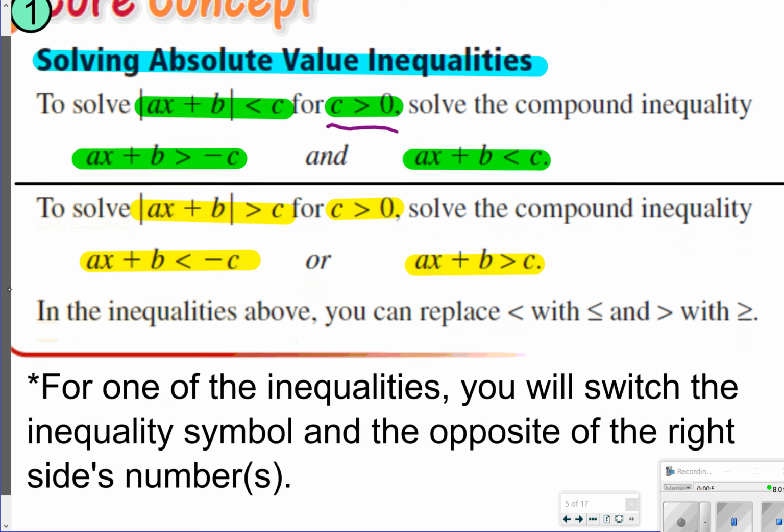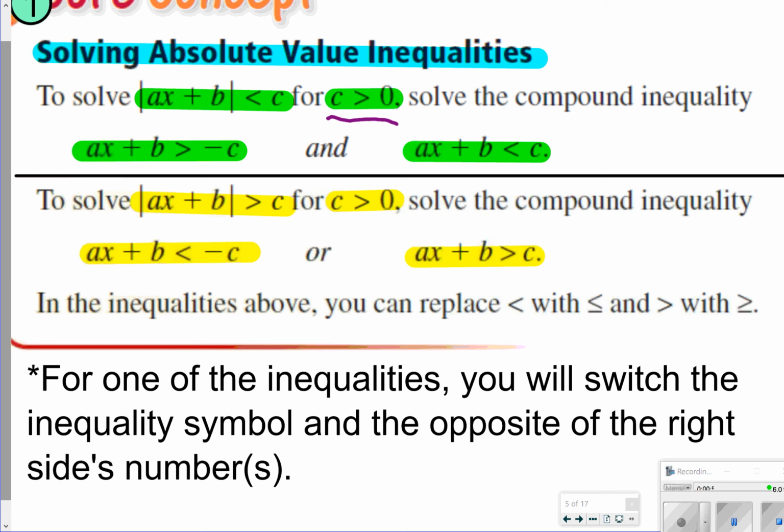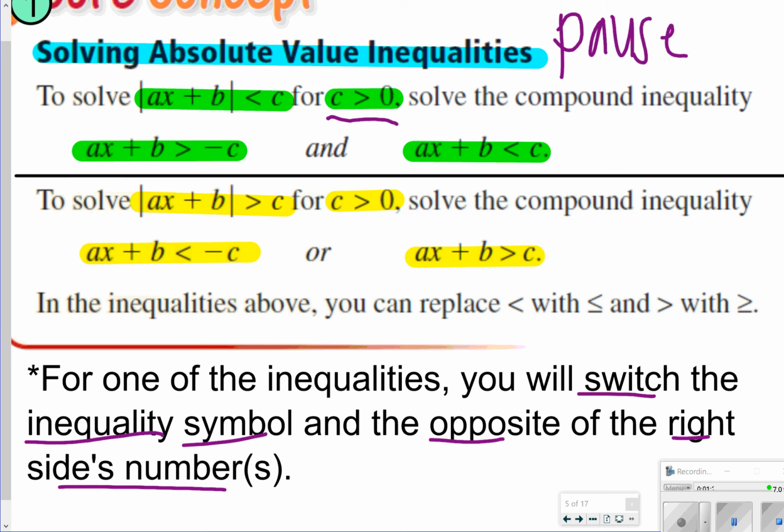The same thing is going to happen here in this yellow highlighted one. Again, c still has to be greater than 0, but one of them will be the same, ax plus b is greater than c, and one of them will change, ax plus b is less than negative c. So you're essentially switching the inequality symbol and the opposite of the right side's number or numbers. Okay, we're going to pause here so you can write down both examples. So here and here, and then once you're done, click play so you can see how it's done.